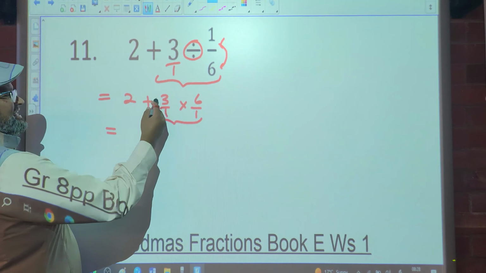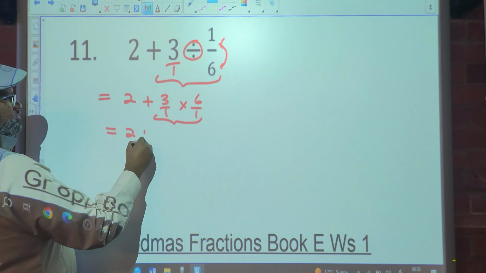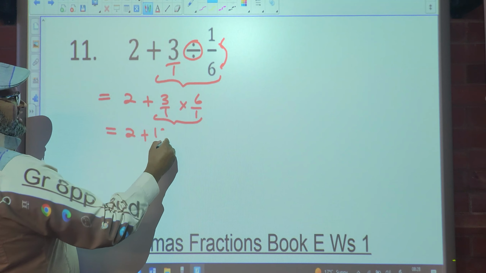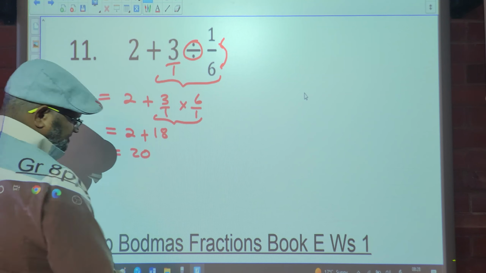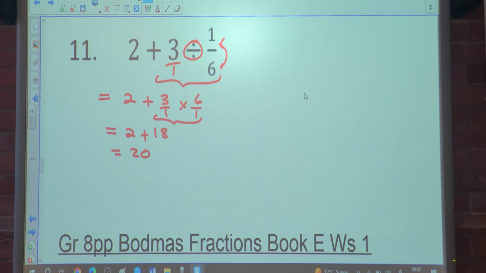Is there anything that can cancel here? No. So it's 2 plus 3 multiplied by 6 is 18 over 1, which is 18. Give me an answer of 20. Okay.